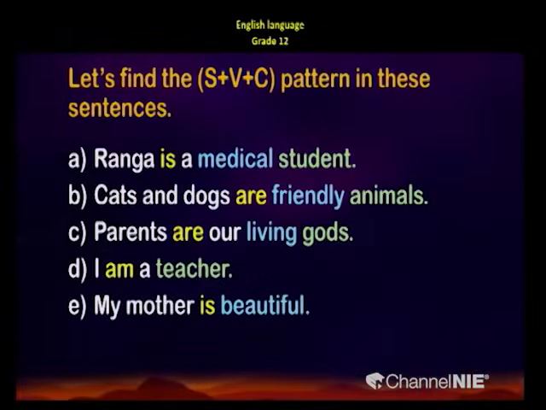Ms. Menon, will you please read the sentences? Then children can get a clear idea of what we said. Ranga is a medical student. Cats and dogs are friendly animals. Parents are our living gods. I am a teacher. My mother is beautiful.